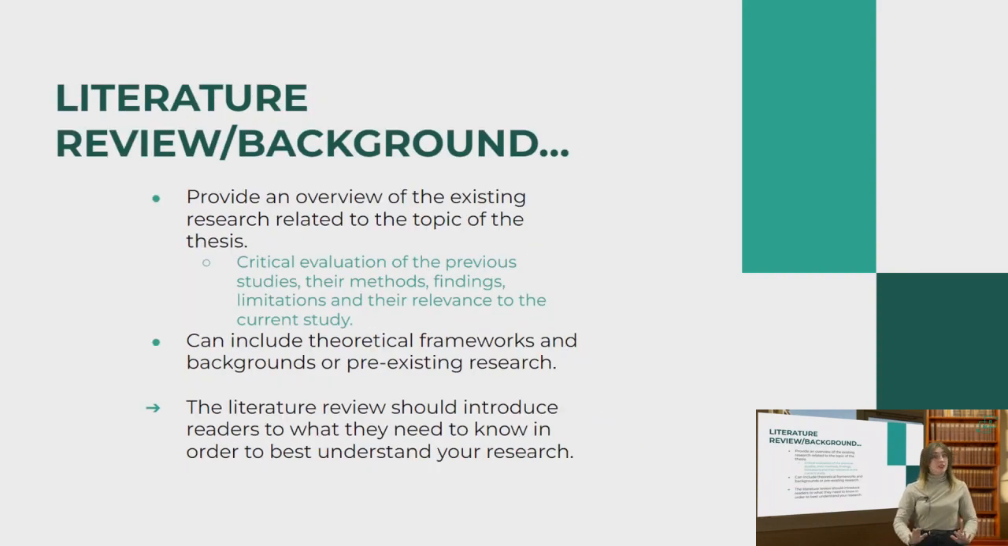Our next section does not happen in every paper, but it is the literature review and background. So this is where you're going to provide an overview of existing research related to the topic of the thesis. This is critical evaluation of the previous studies, their methods, findings, and limitations, and their relevance to your current study. This can include theoretical frameworks and backgrounds or pre-existing research, and should introduce readers to what they need to know in order to best understand your research.